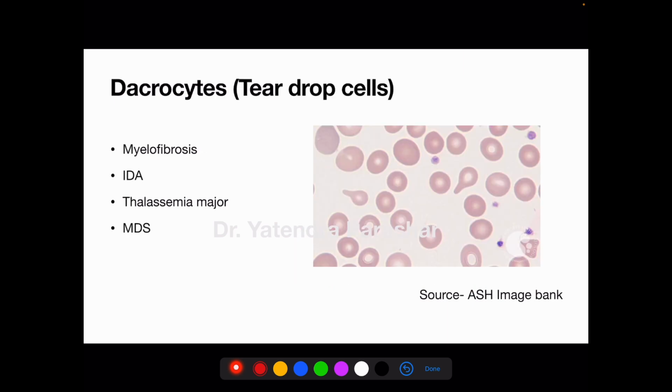Next is the teardrop cells or dacrocytes. Teardrop cells appear as a drop of tear and they can be seen in myelofibrosis, iron deficiency anemia, thalassemia major, and myelodysplastic syndromes.